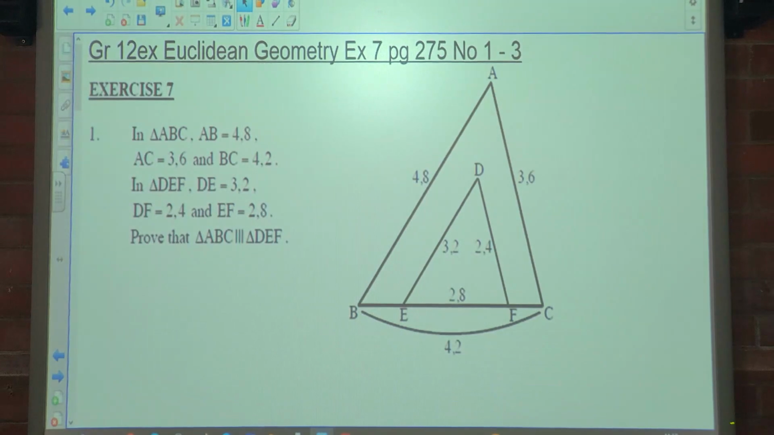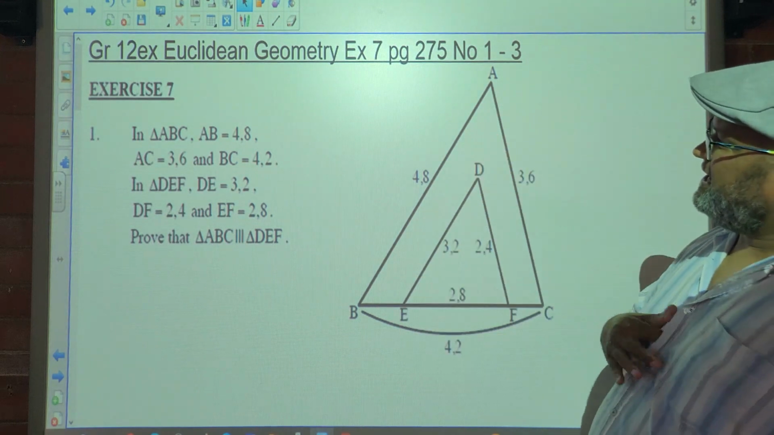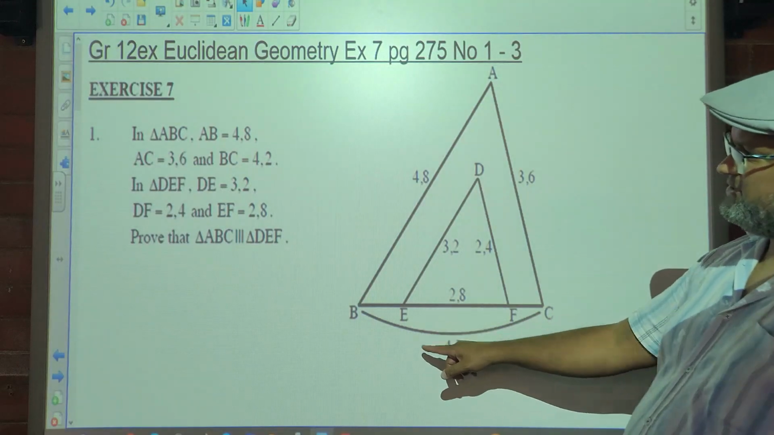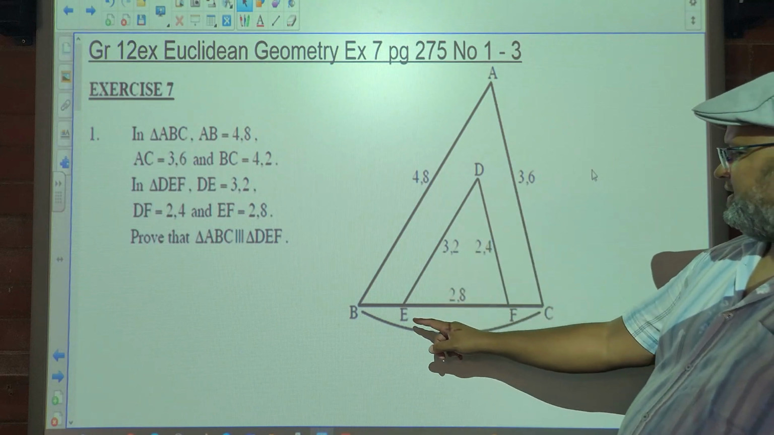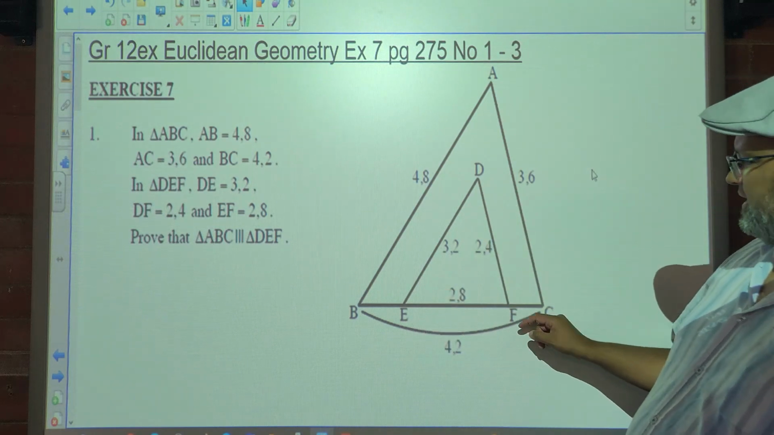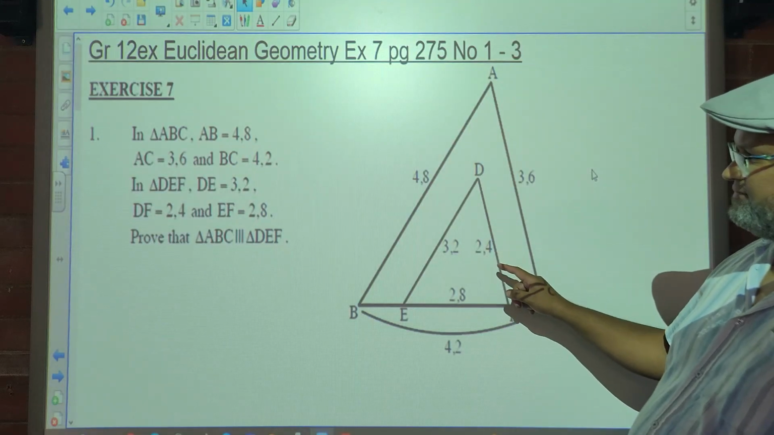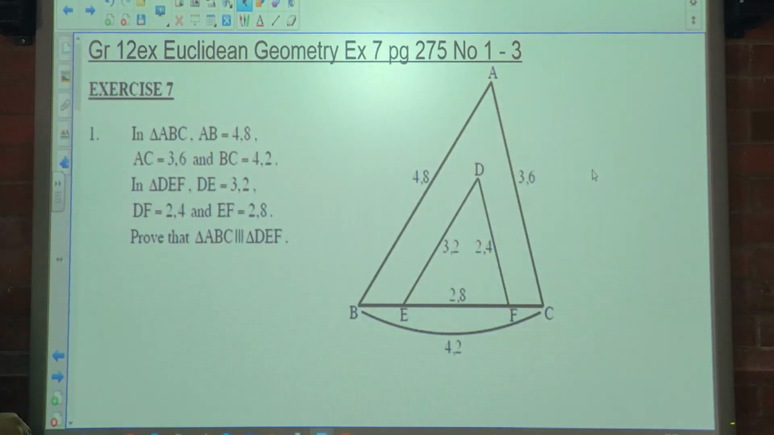So we are told that in triangle ABC, AB is 4.8, AC is 3.6 and BC is 4.2. In triangle DEF, DE is 3.2, EF is 2.8, and DF is 2.4. Okay? The question says prove that triangle ABC is similar to triangle DEF.